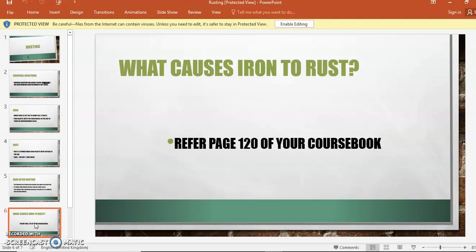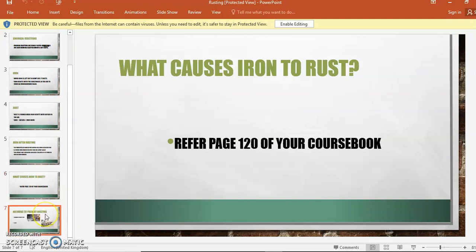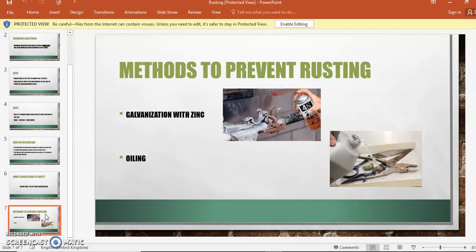So after this I will show you methods to prevent rusting. There are two very important and easy methods to prevent rusting. First is galvanization with zinc. This is a very nice method to prevent the process of rusting. And the second one is oiling or painting. If you want to protect any iron article or equipment, you have to paint it or do oiling usually, so it will be protected from rusting.